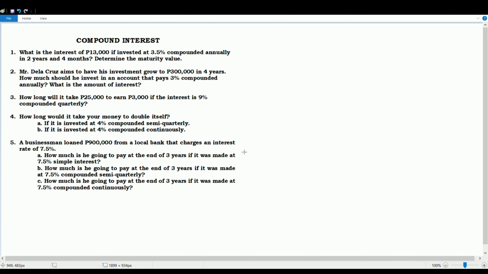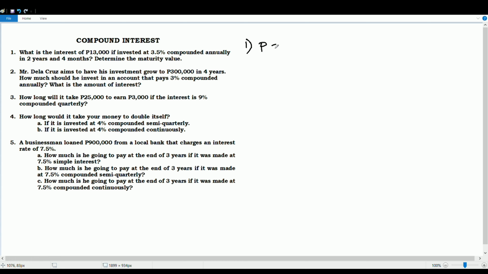Now let us start our discussion by taking up these 5 examples on the screen. For item number 1, we have: what is the interest of 13,000 pesos if invested at 3.5% compounded annually, once a year, in 2 years and 4 months? Determine the maturity value. So let's identify first the different values of the variables.